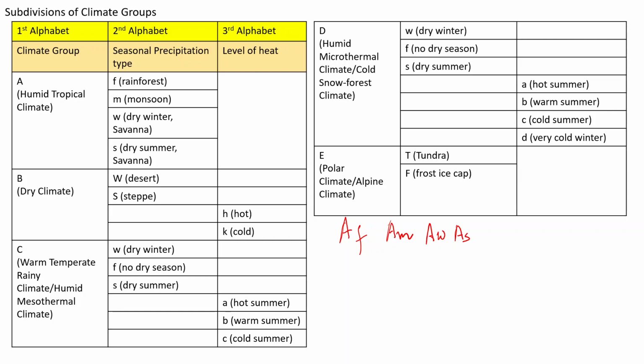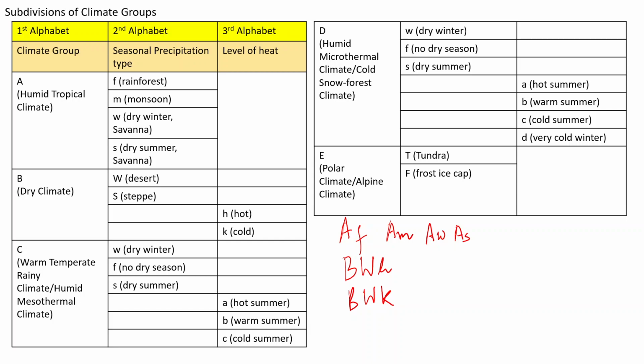Steppe is also a type of biome, which is a grassland, but here you will not find trees. You'll find extensive grasslands over here, only short shrubs and small grasses. And then small h is hot, and k stands for cold, which is the third alphabet, the level of heat. So if we have notation like BWH, it means that we are talking about the dry climate of a desert which has hot temperatures, and BWK stands for dry climate of desert with cold temperatures. I hope you are understanding this.